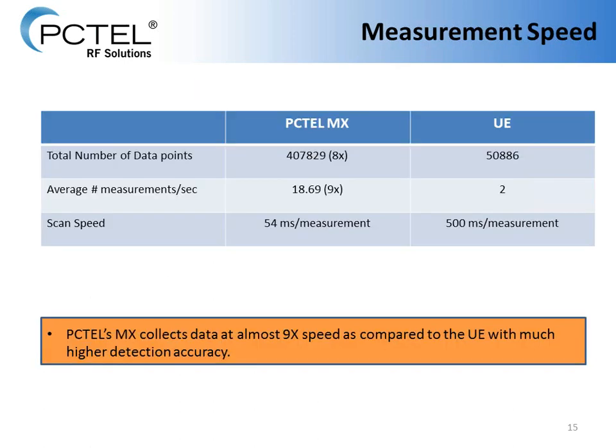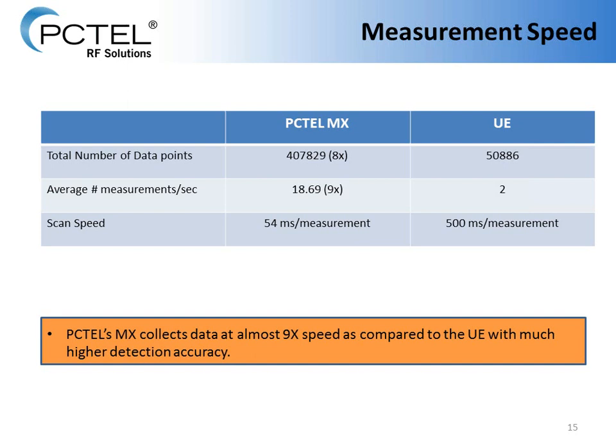So first, on measurement speed, what we're comparing here is the difference between a PCTEL MX scanner and a data card, a UE. And the total number of data points we took was over 400,000 with the scanner. And with the UE, we collected about 50,000. So there's about an 8x difference, an 8 times difference. We got 8 times more data with the scanner than we did with the UE.